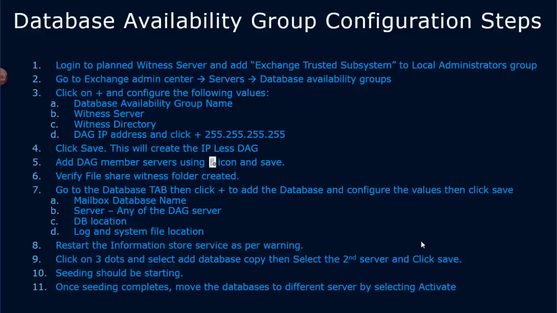We'll see in the demo. Then verify it's done, and then go to the database tab. Now it's time to create the database. Cluster is formed, DAG is formed. Now add the database. You can add any number of databases. Go to the database tab, click plus, add the database on that particular server, then configure these values: mailbox database name, server, any of the DAG servers, database location, log, and system file location.